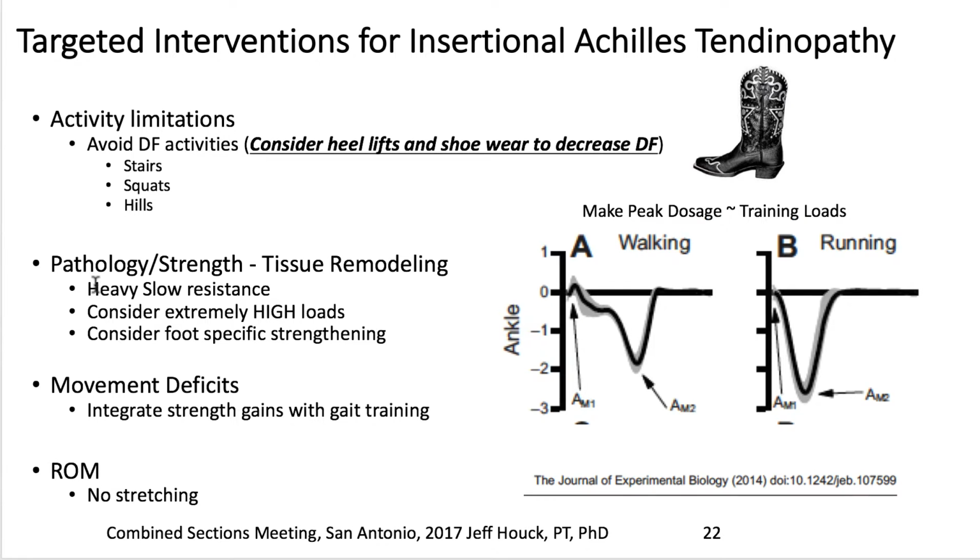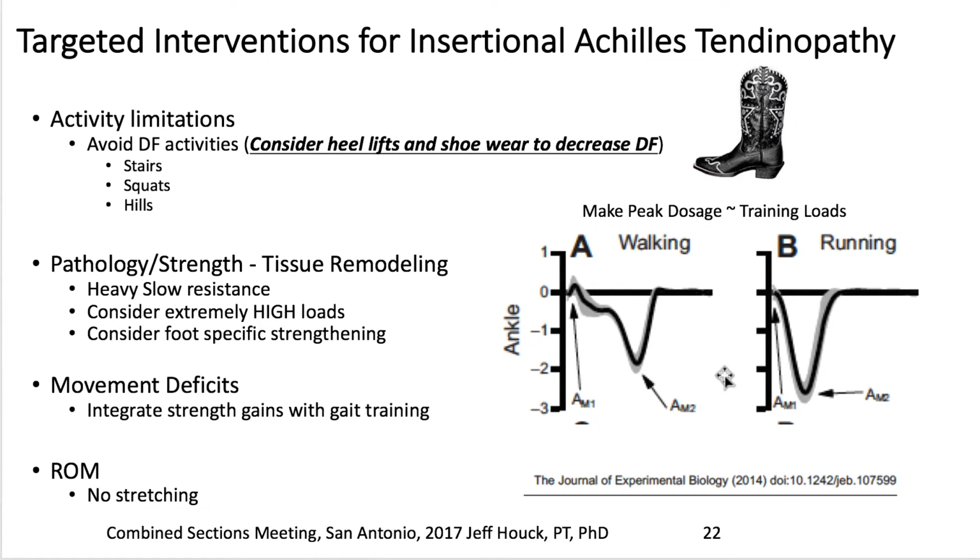So the second strategy would be to cause tendon remodeling. And we know that from a recent paper by Bayer et al. 2015, American Journal of Sports Medicine, that heavy slow resistance 3 times a week is equivalent to the Alfredson training protocol. And we also note that high loads are indicated for returning people to walking and running.